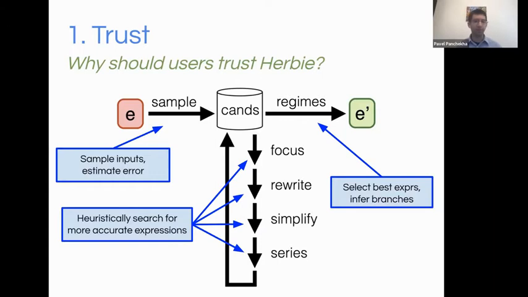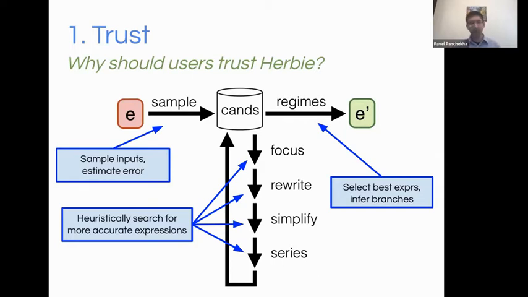And it's got a regime inference pass that sometimes selects a good set of branches. But this is both a vague sort of trust. I mean, what if each of these individual steps had bugs? Or what if the random sampling were invalid or something along those lines? What if Herbie overfit?